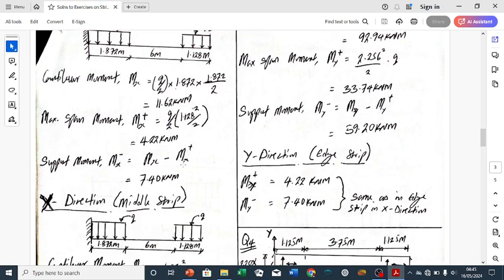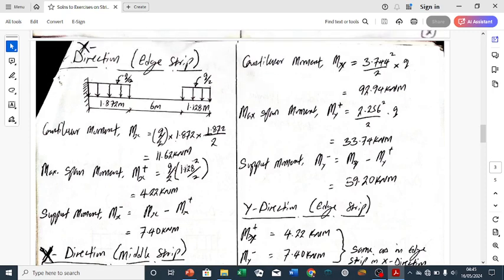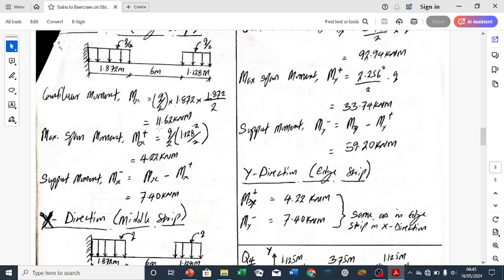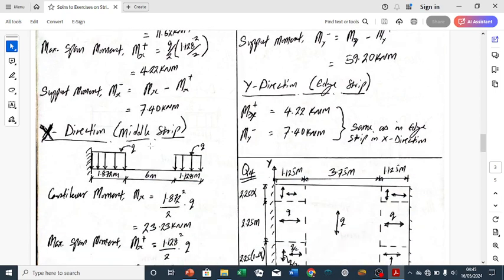And once that is done, to get the support moment, it is going to be the cantilever moment, which is 11.62, minus the maximum span moment, which is 4.22. And if you work that out, it's 7.40 kilonewton meter. And so by so doing, we have been able to calculate the support moment and the span moment in the edge strip in the X direction. So the next thing is to go to the middle strip in the X direction.